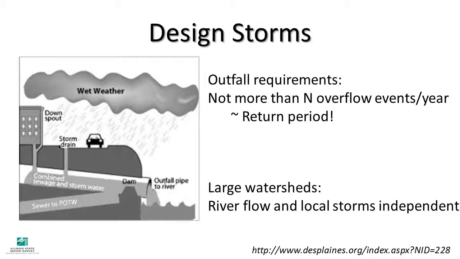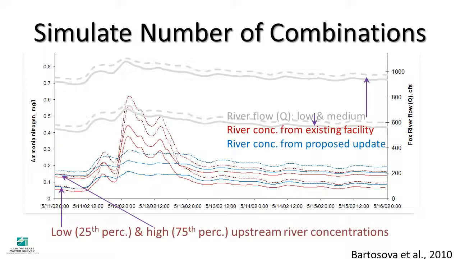Anybody? In the engineering world, design storms rule. Combined sewer overflows are designed for storms of a certain return period. That does not mean that the same return period flow is in the river itself. And by no means does it mean that a certain probability is there for water quality constituents. So we either simulate the worst case scenario and end up overestimating the impact, or simulate a number of combinations, as in this case.